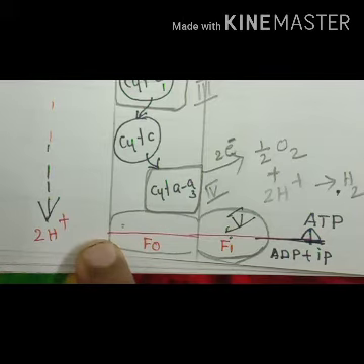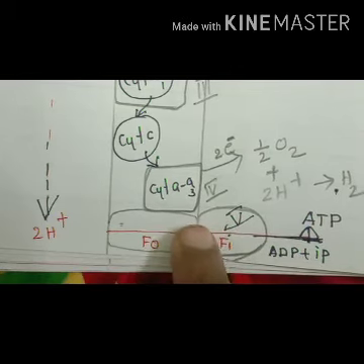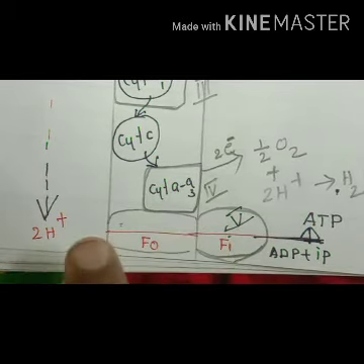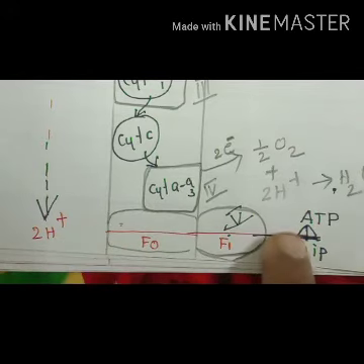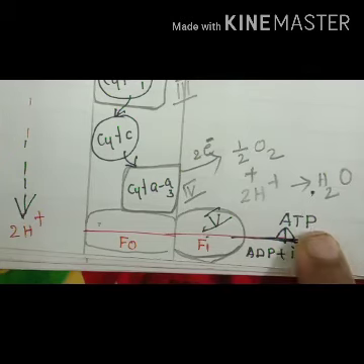As a result, energy will be formed. By getting that energy, this enzyme becomes activated. So how does this enzyme become activated? By the breakdown of the proton gradient. As a result, ADP combines with inorganic phosphate to form ATP.